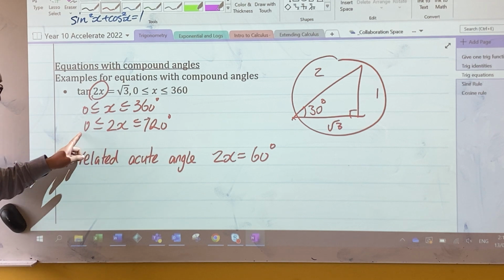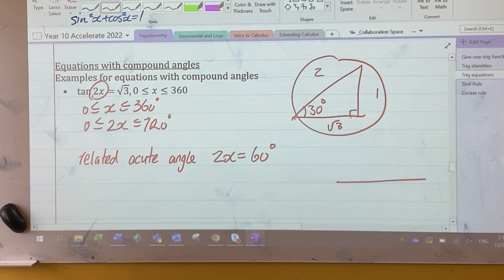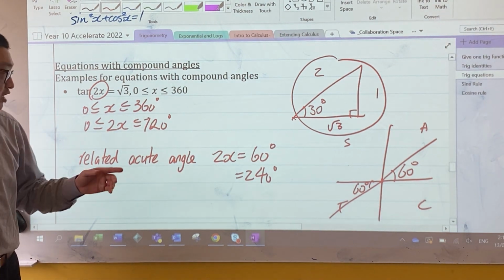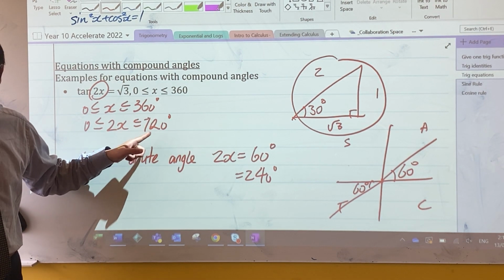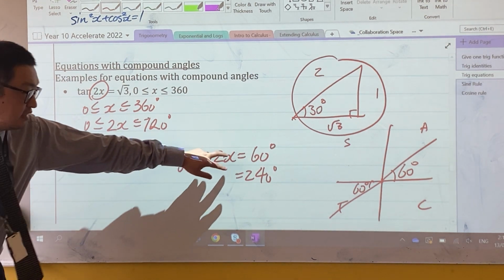Okay, 2x is 60 degrees, right? Now, in this domain, tan, what else is positive? So, ASTC, we've talked about this one, that's 60, right? And in the third quadrant, tan is also positive, which means 240. So 2x equals 60, and also 240. Because the domain has been extended to 720 degrees, there will be other possibilities. So I keep adding, how many? It's 360. Those are my two confirmed ones.